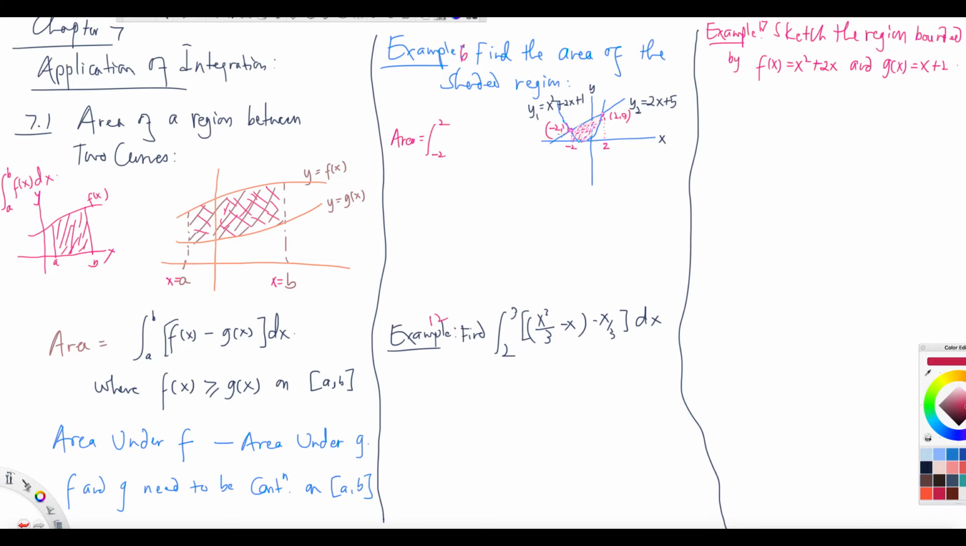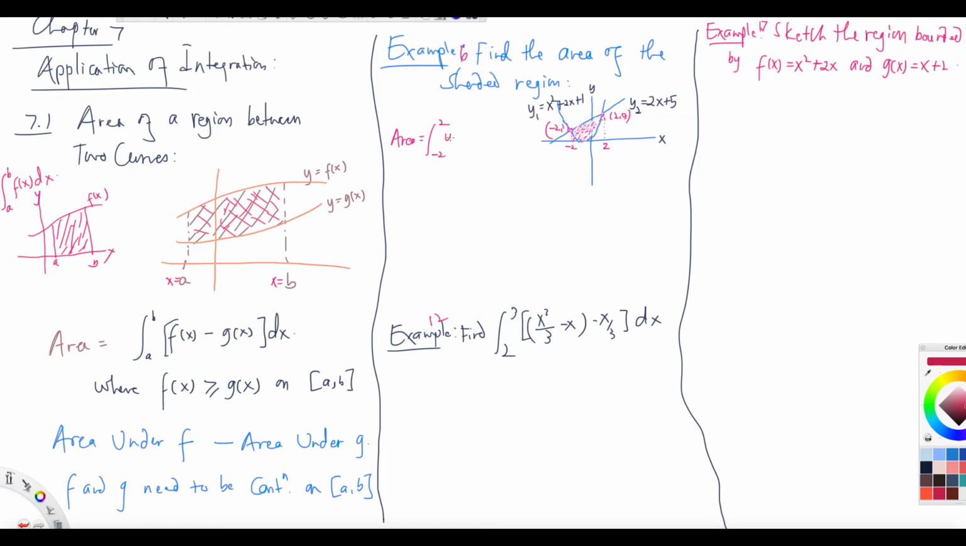What is the upper curve in this interval? y2 is bigger than y1, right? Because y1 is on the bottom part of that shaded region and y2 is on the top part. But outside that, y1 is on the top and y2 is on the bottom. But we are not concerned with that. We are not focusing on the outside region. We are focusing on the shaded region only.